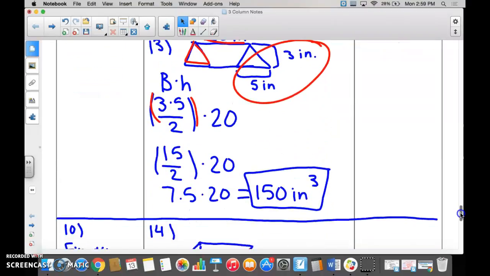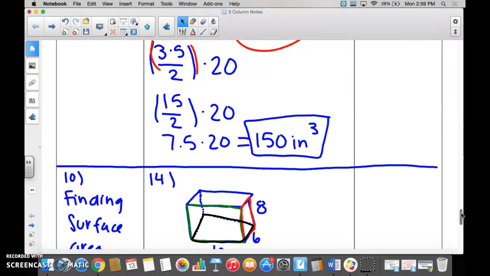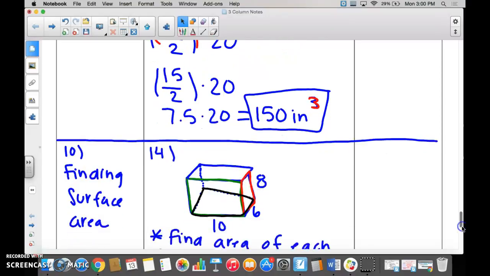Practice those. Oh, and what about volume? What is different about volume from area? How do we label our units, Amr? Cubed. All right. One last one.